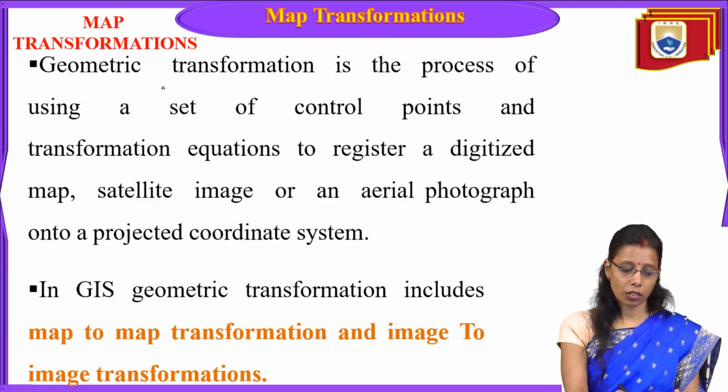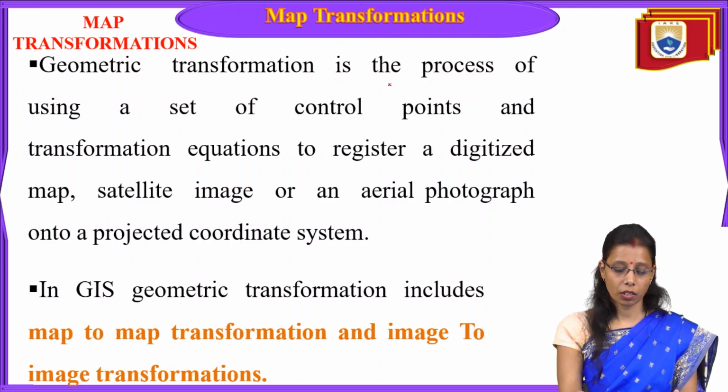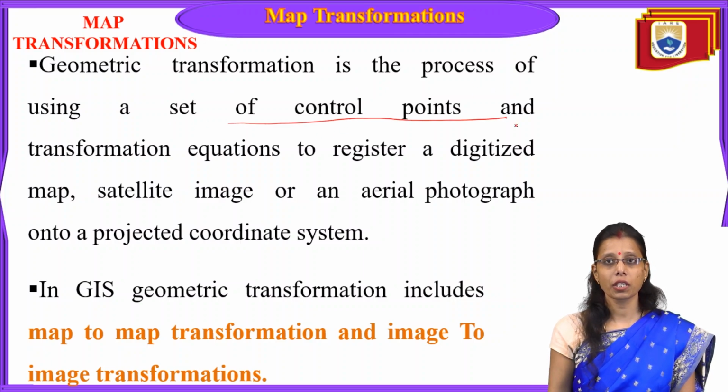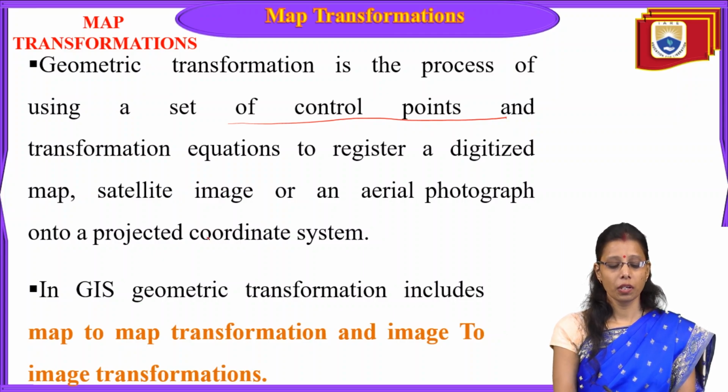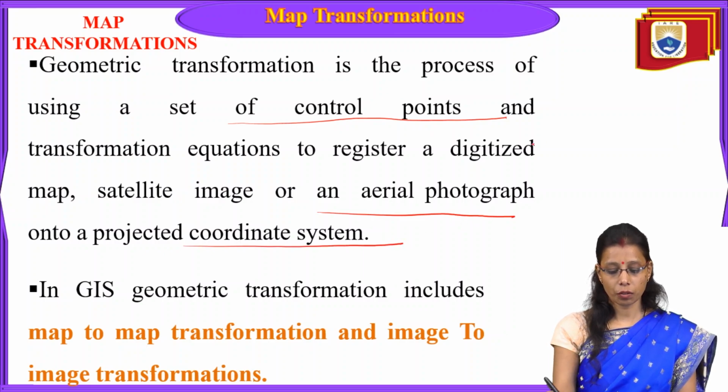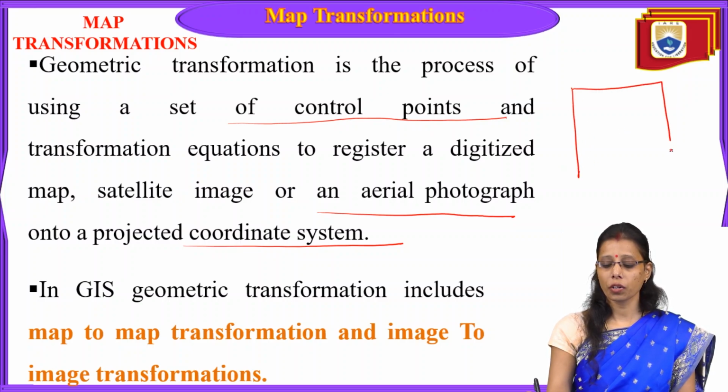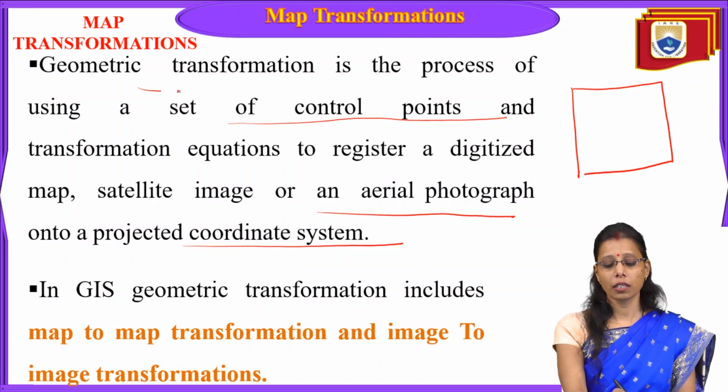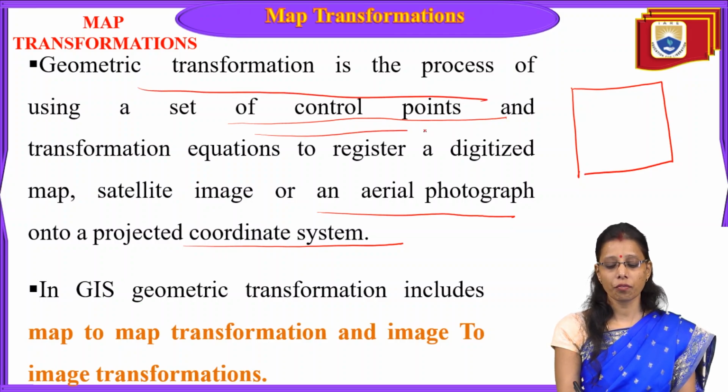Map transformation is a geometric transformation, the process of using a set of control points and transformation equations to register a digitized map, satellite image or an aerial photograph onto a projected coordinate system. So transformation is a process of assigning the control points. What are the control points? How do we assign the control points? Suppose this is the map. The GIS transformation process uses a set of control points and a transformation equation.